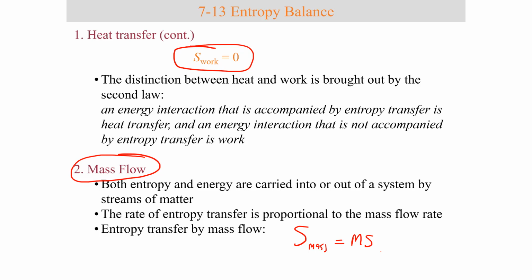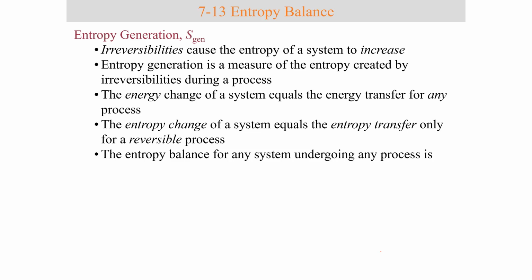And then there's S-gen. Sgen is a quantity that is able to help quantify the amount of irreversibility that happens during a process. Irreversibilities cause the entropy of a system to increase. So entropy generation is a measure of the entropy created by irreversibilities during a process.